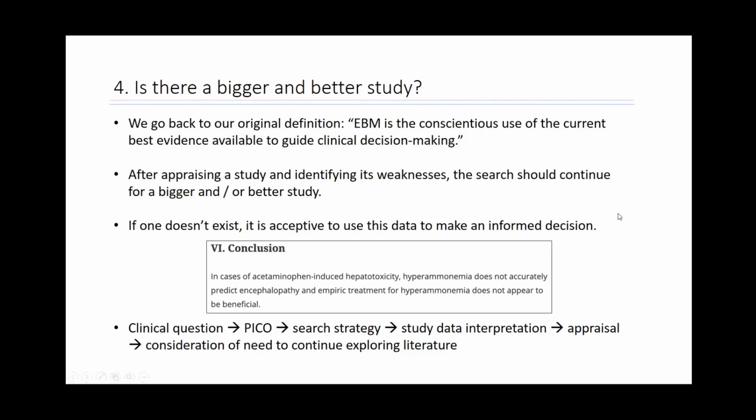Until we find that other study, I think the conclusion of this study, that hyperammonemia doesn't accurately predict encephalopathy in patients with acetaminophen-induced drug-induced liver injury, until we find a bigger and better study, this is the current best evidence that we have. And so we kind of just did the whole process of having a question, defining a search strategy, finding data, interpreting that data, but also asking ourselves about the quality of that data, and then deciding whether we need to go back and keep looking. So that's kind of an overview.